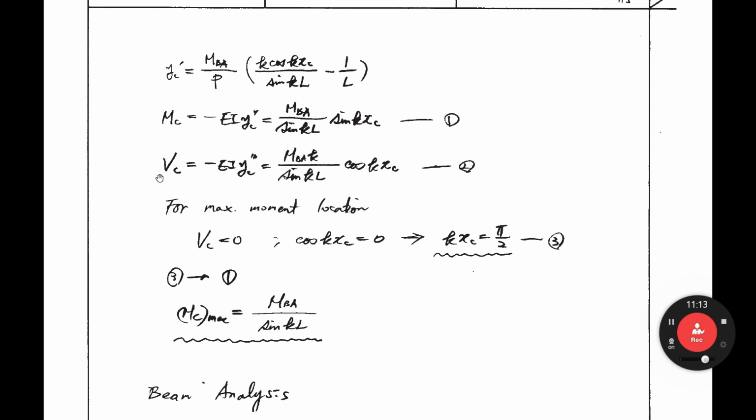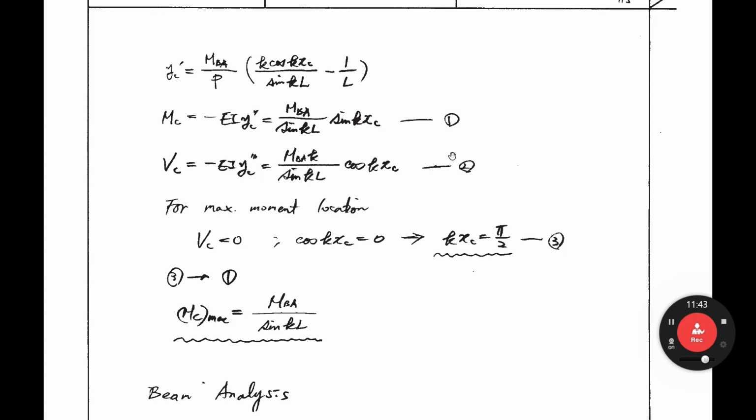From this equation, can you calculate YC prime? Yes. Let's look at the shear force first. Shear force equals minus EI YC 3 prime, right? So 1 prime, 2 prime, 3 prime. Then you can get this equation from here. For the maximum moment location, shear force must be 0. From this condition, you can get the location.